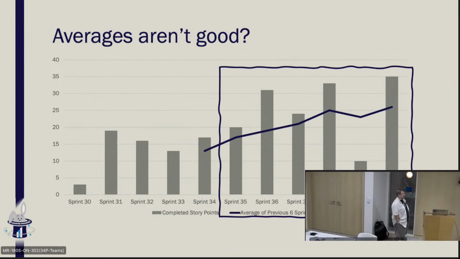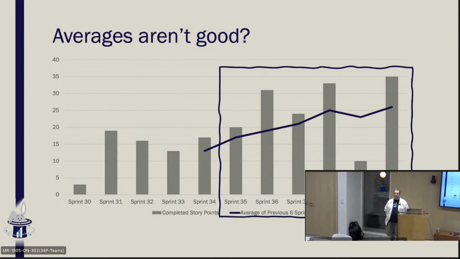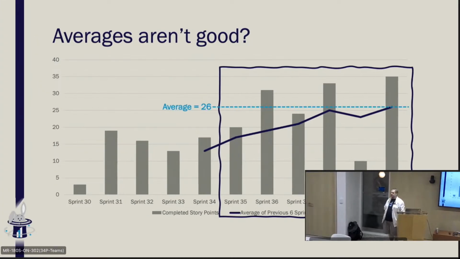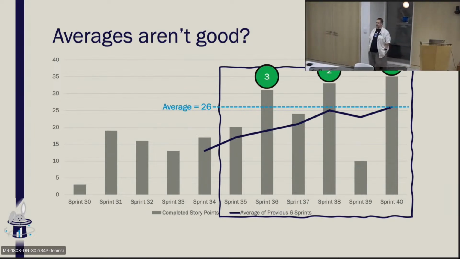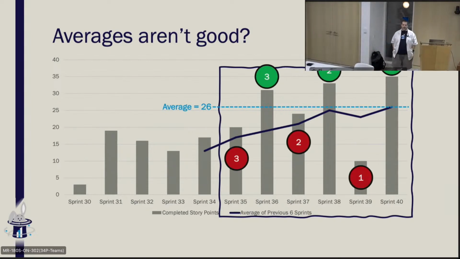And when we look at the average number of stories that have been completed over the last 6 sprints, we find out that the average is 26. This team has completed, on average, 26 stories per sprint for the last 6 sprints. Here's the thing. That's their average of 26. Half of the time, they delivered more than their average. Half of the time, they delivered less than the average. In one case, significantly less.